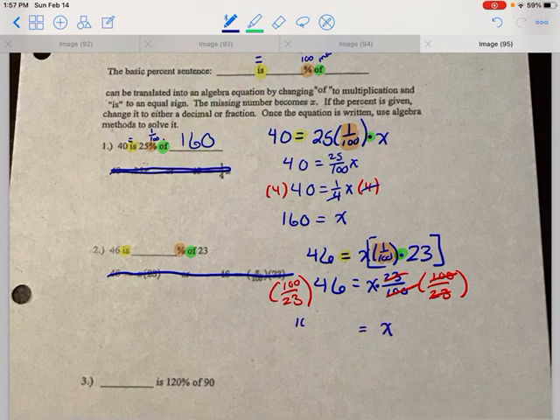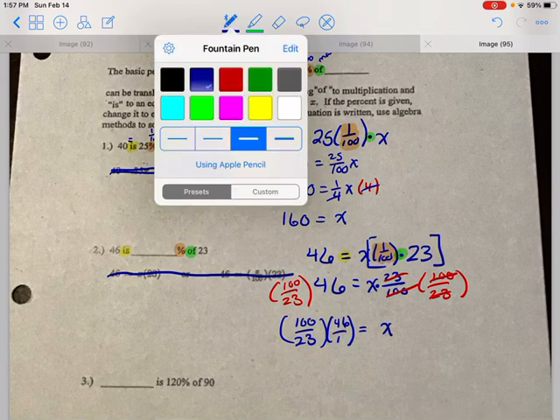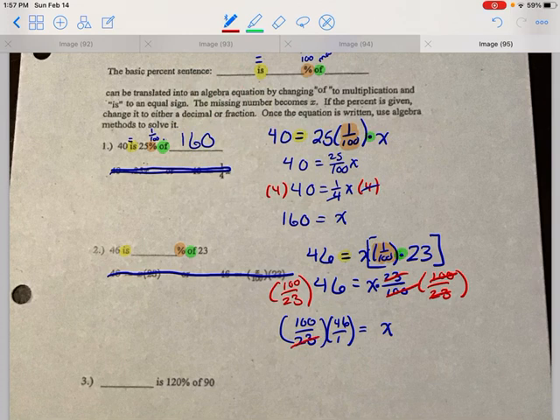But let's look at this other side. This is 100 over 23 times, think of 46 as 46 over 1. So is there anything I can reduce before I multiply? Turns out 23 goes into 46 exactly 2 times. So I end up with 200 equals x.